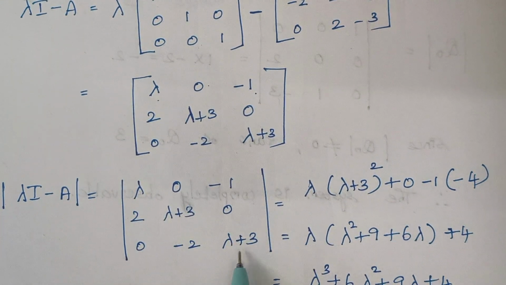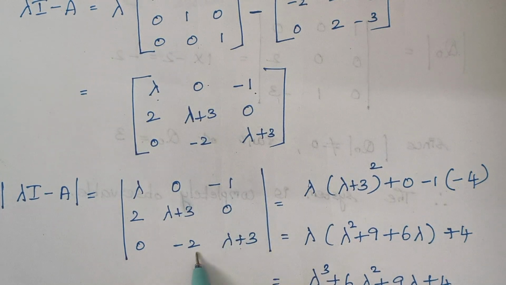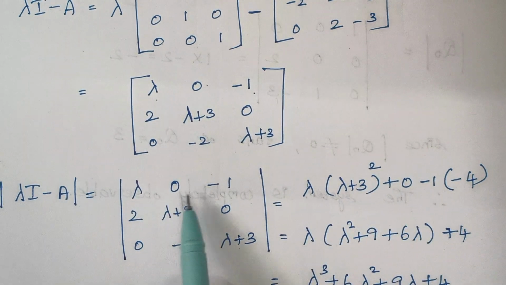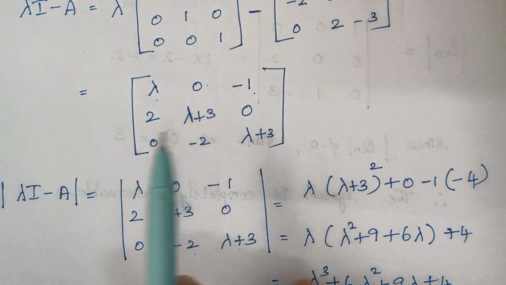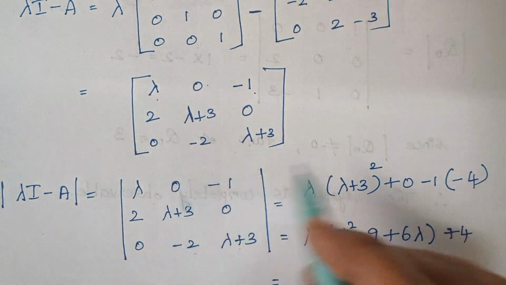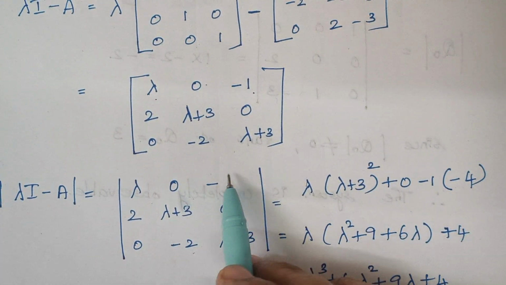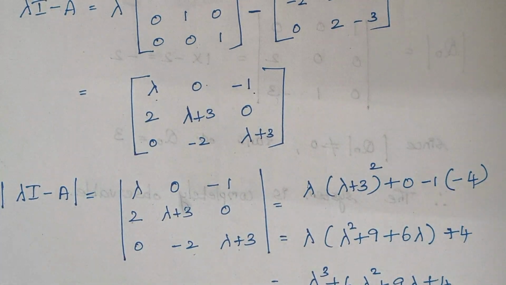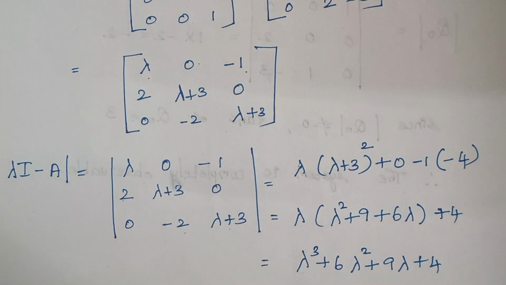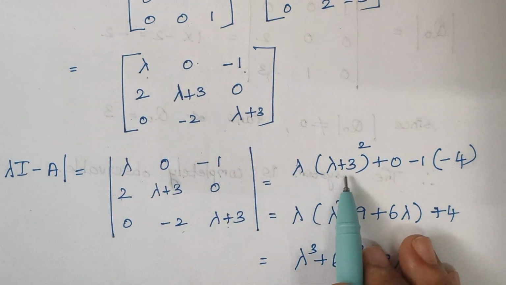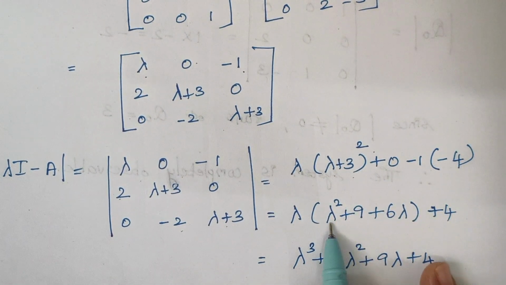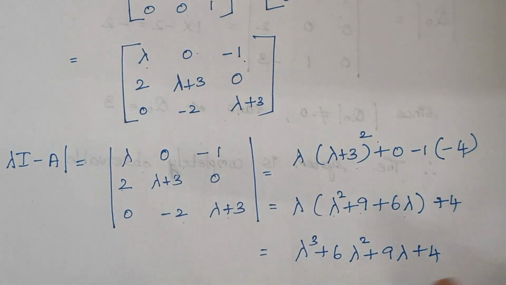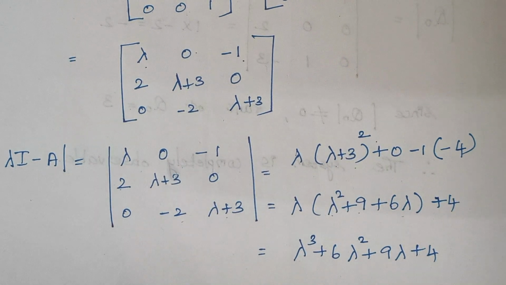So lambda plus 3 into lambda plus 3, minus 0 into minus 2. So lambda into lambda plus 3 whole square, and here plus 0. This term and this term are anyway 0, so leave it with 0, and here minus 1. When you consider minus 1, 2 into minus 2 gives you minus 4. Now the next step is expanding using the formula a plus b whole square, which is a square plus b square plus 2ab. Finally, when you solve, we have an expression like this.